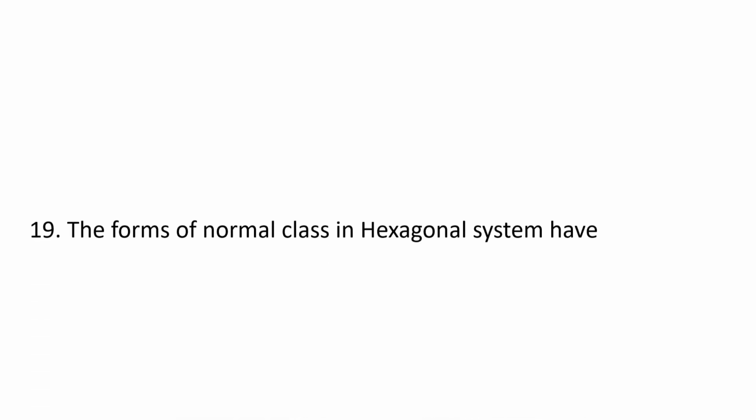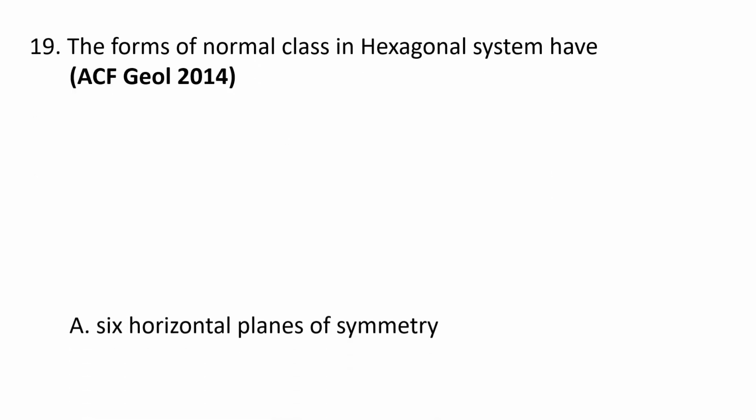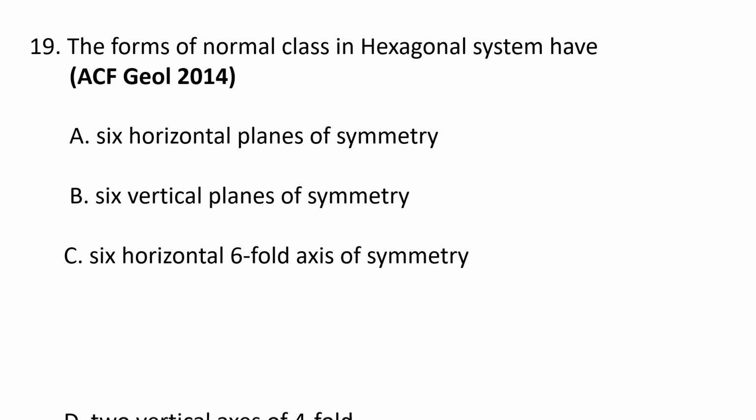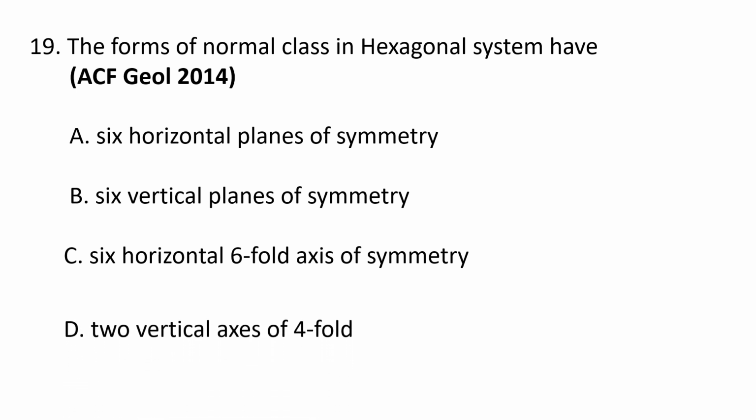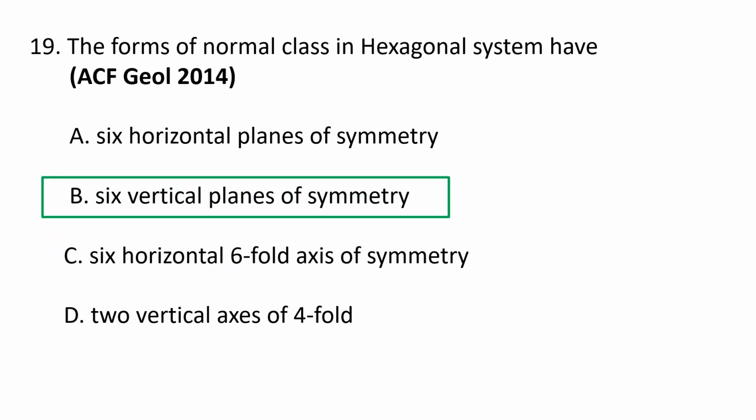Next question. The forms of normal class in hexagonal system have A. 6 horizontal planes of symmetry, B. 6 vertical planes of symmetry, C. 6 horizontal 6-fold axis of symmetry, and D. 2 vertical axis of 4-fold. So the forms of normal class in hexagonal system have 6 vertical planes of symmetry.